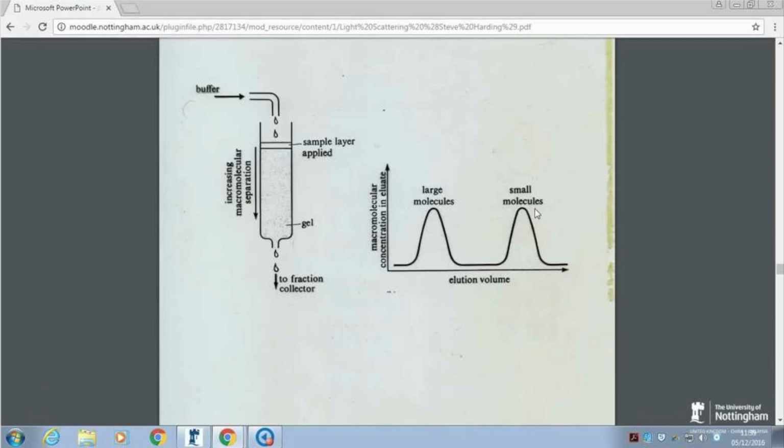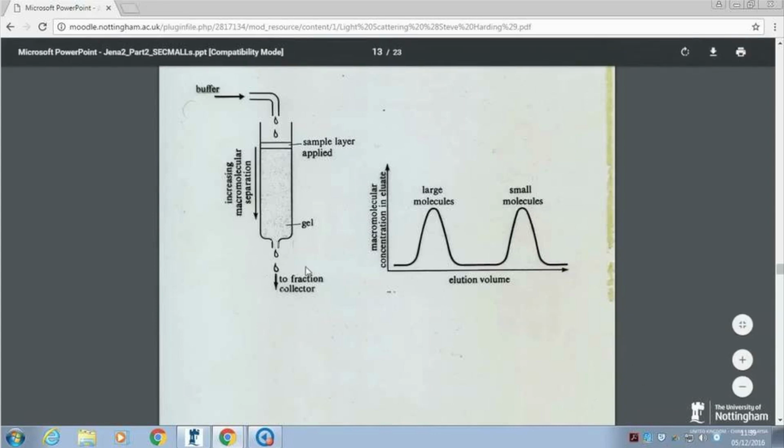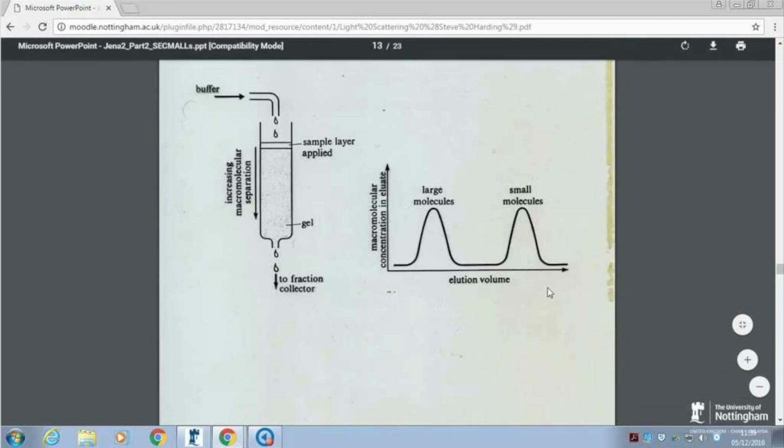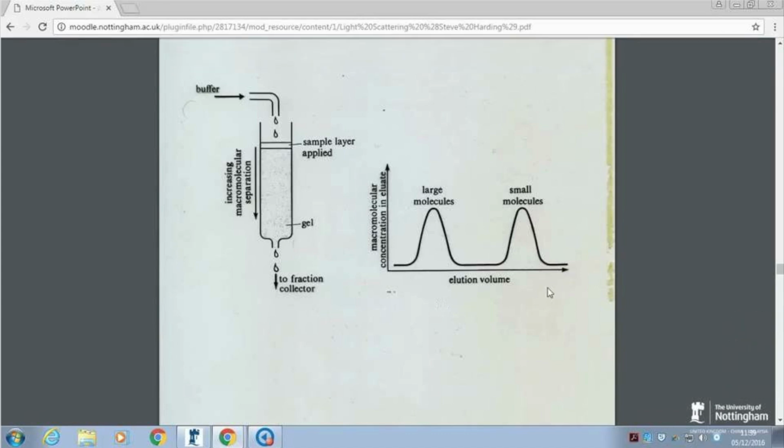So the solution is to connect the column to an absolute molecular weight measuring device, which means it doesn't require any calibration, such as what we've just been talking about, light scattering. Yeah, so you couple chromatography to light scattering.